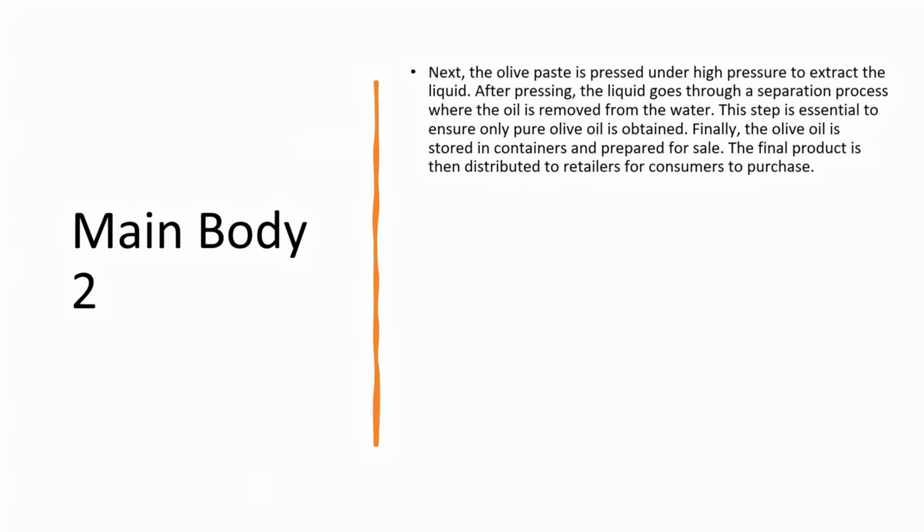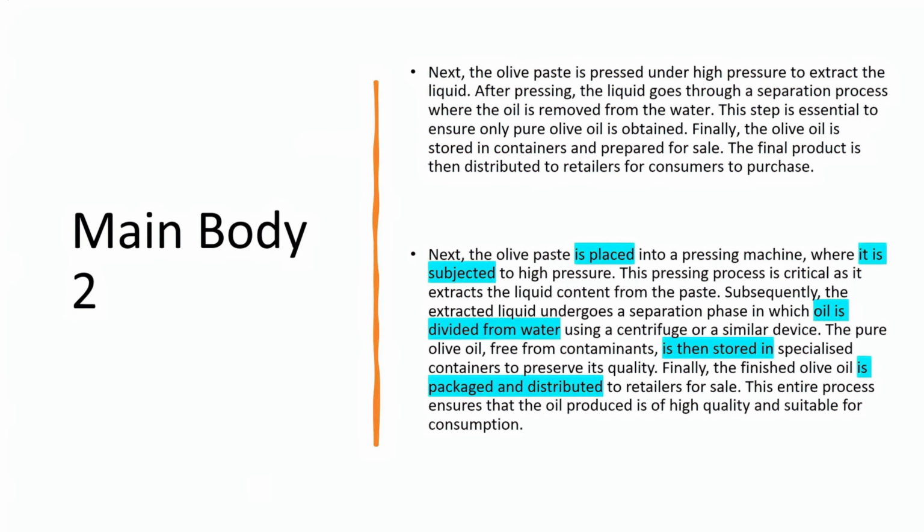Here's the second version, which, as you see, is slightly longer, which suggests there's going to be more detail here. So next, the olive paste is placed into a pressing machine where it is subjected to high pressure. This pressing process is critical as it extracts the liquid content from the paste. Subsequently, the extracted liquid undergoes a separation phase in which olive oil is divided from water using a centrifuge or centrifugal press or a similar device.